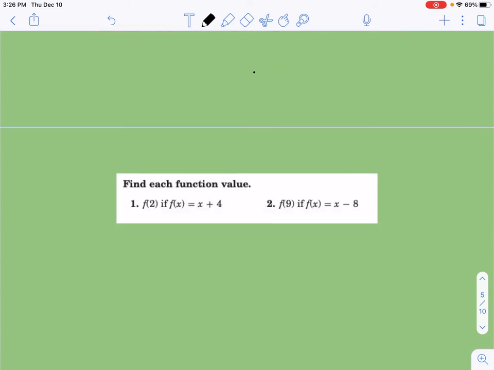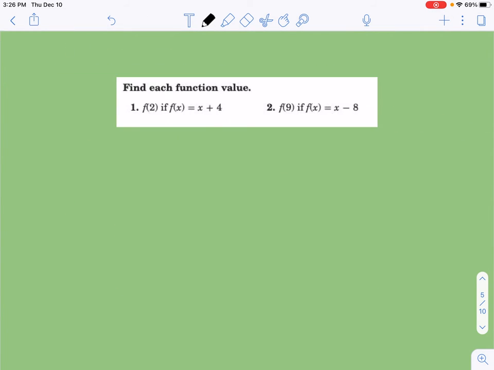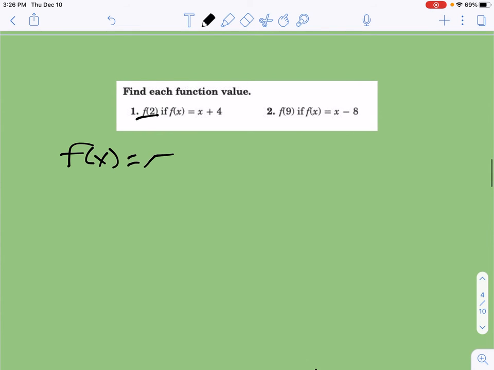All right, so let's take a look at this. It says find each function value. The way I would read this is: find the value of the function if I put 2 in for x. That's what the f of 2 means. F of 2 if f of x is x plus 4. So I know that f of x equals x plus 4 is my general function value.